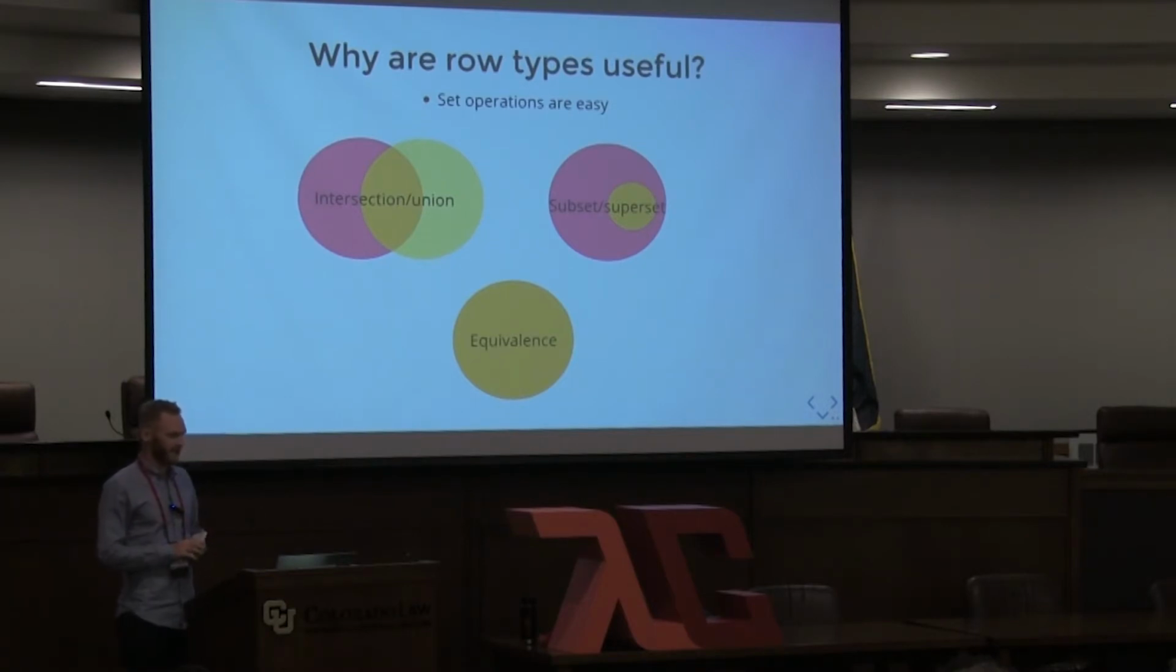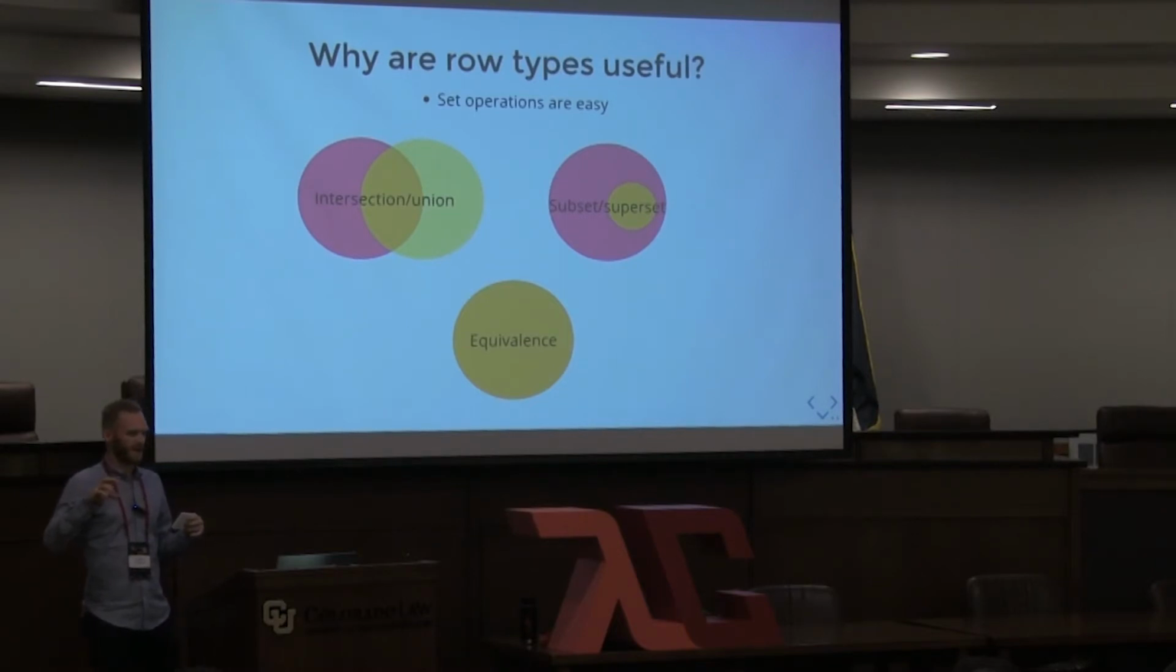So the first thing is set operations are easy. If I have two types, I can extract the common fields between two types. I can figure out if one type's fields are a superset of the other type's fields. If all the fields in type A are a subset of all the fields in type B, and vice versa, then they are equivalent.